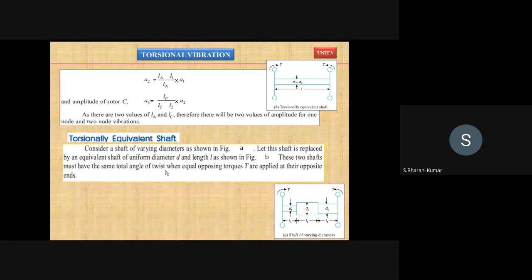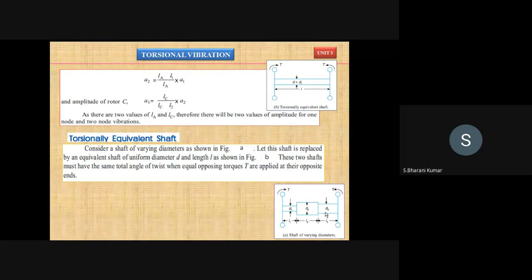to the opposite ends. The torque doesn't change here. The only thing that changes is the diameter of the shaft. So if the diameter of the shaft changes, the length of the shaft also changes. That is what will be given in the theory part.